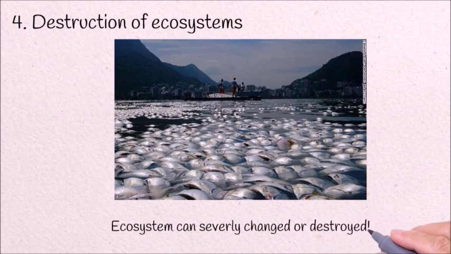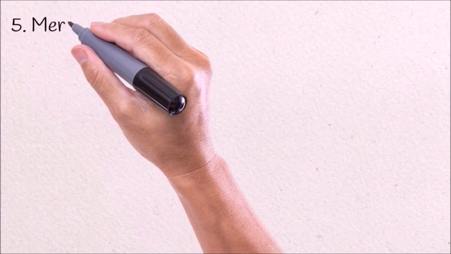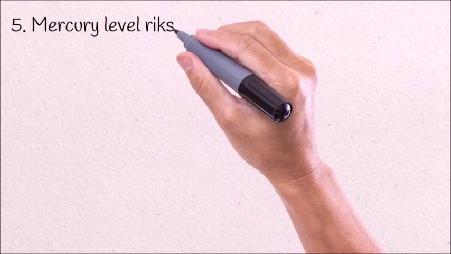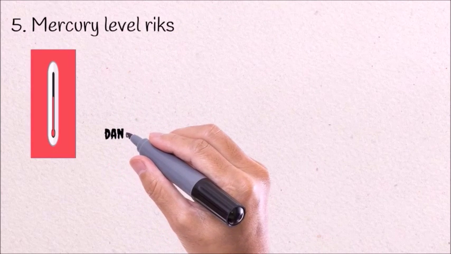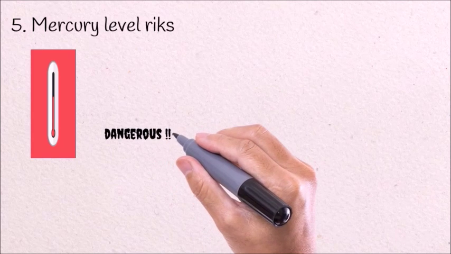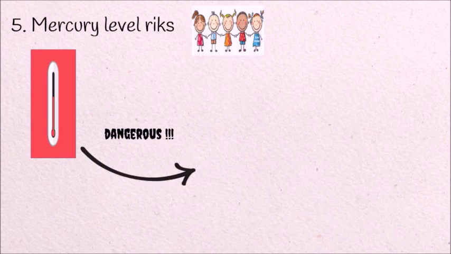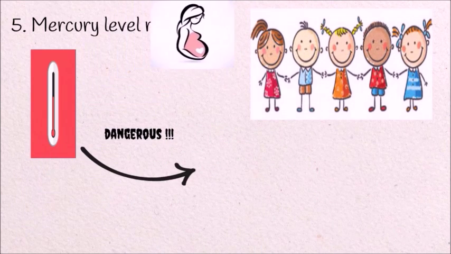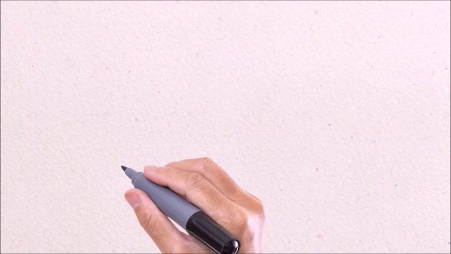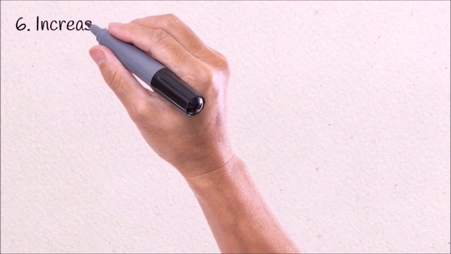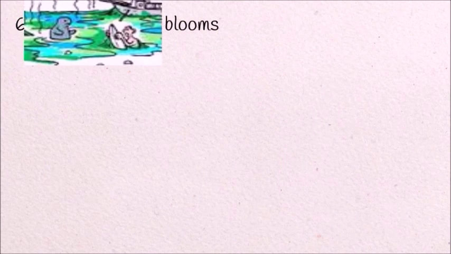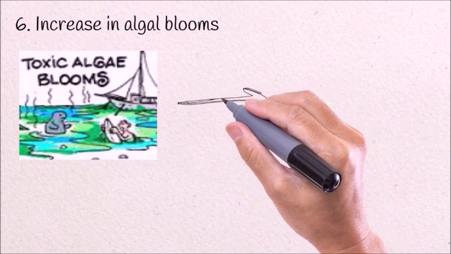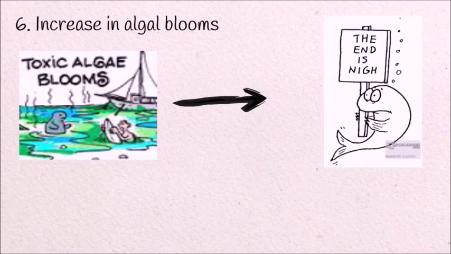5. Mercury level risk. The level of mercury in fish is mostly dangerous for small children and women who might become pregnant. For pregnant or nursing women, mercury has been found to interfere with the development of the central nervous system. 6. Increase in algae blooms. These blooms create massive fish die-offs as the oxygen in water gets depleted and the fish suffocate.